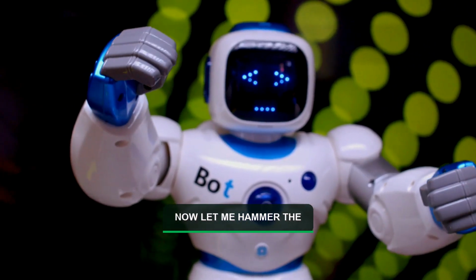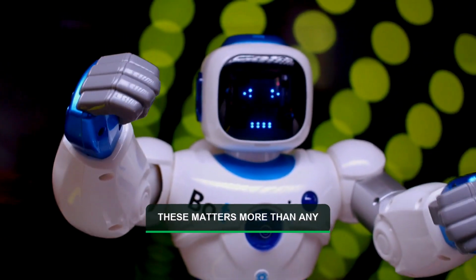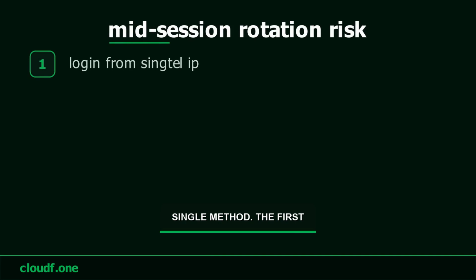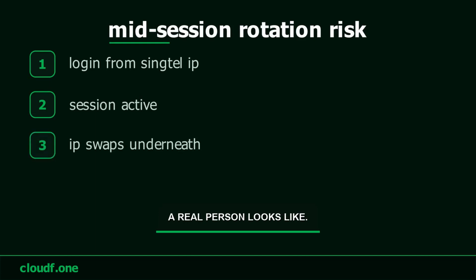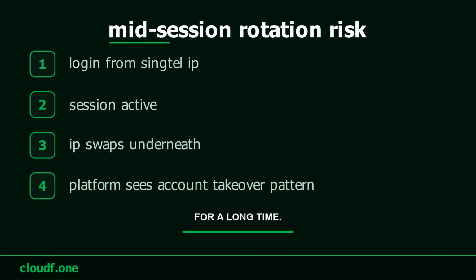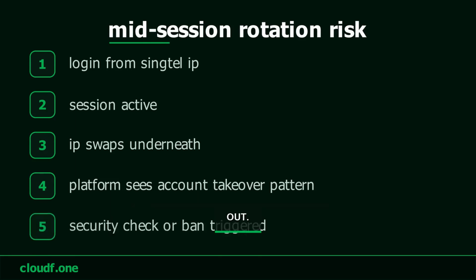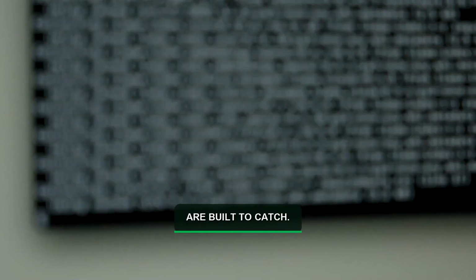Now let me hammer the big mistakes, because avoiding these matters more than any single method. The first mistake is rotating too often. It feels safe. It is not. An IP that changes every few minutes is not what a real person looks like. Real phones hold an address for a long time. Constant rotation is a fingerprint of automation, and it stands out. The more you rotate, the more you look like exactly the kind of activity platforms are built to catch.